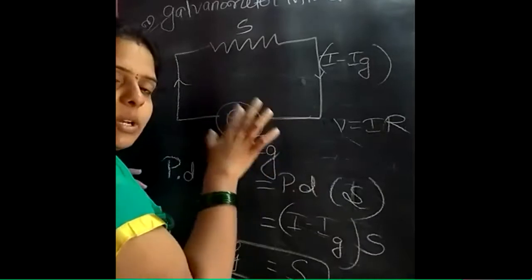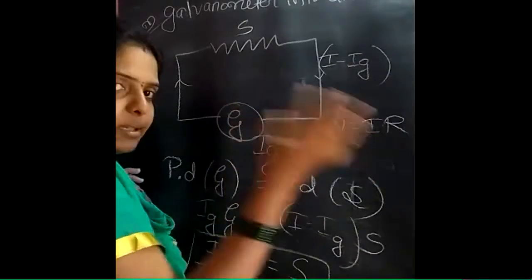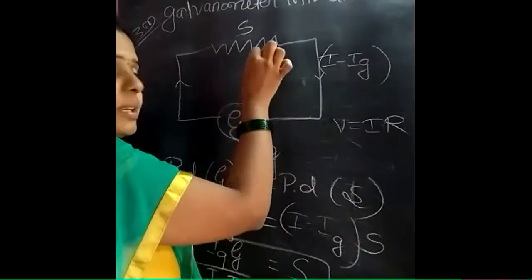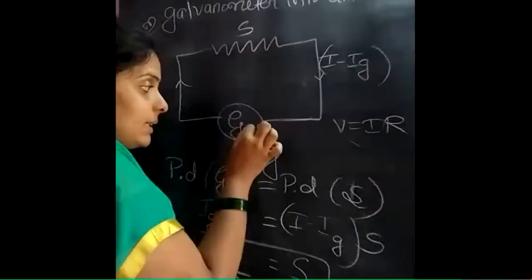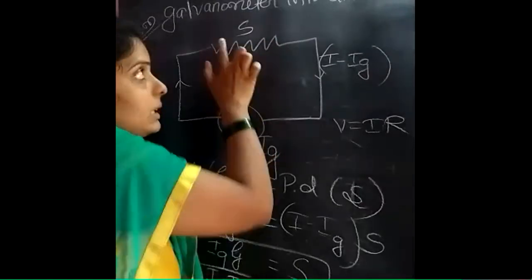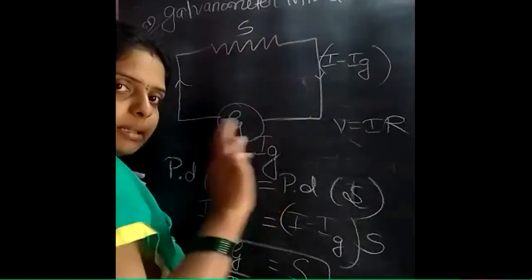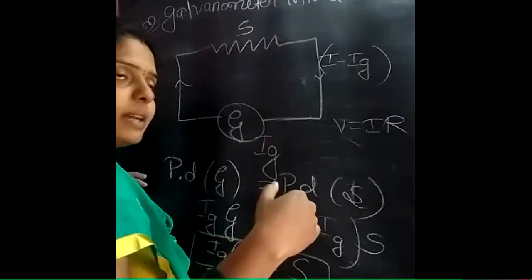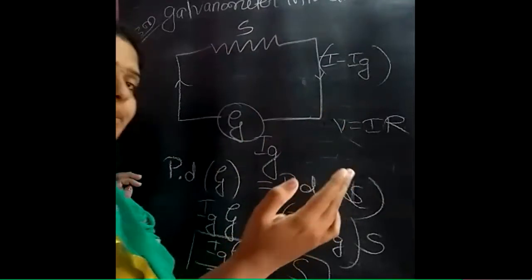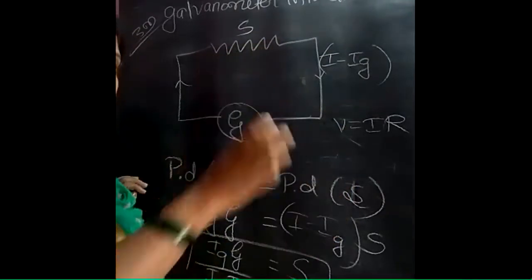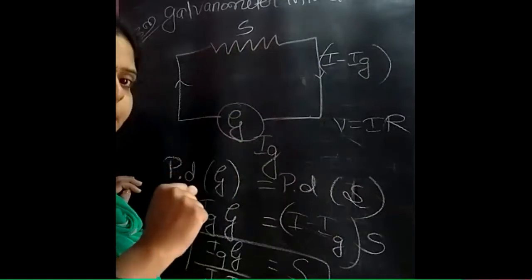So what you are doing, you are converting a galvanometer into an ammeter. By connecting a low resistance in parallel with a galvanometer, you can convert the galvanometer into an ammeter. This is theory. How can you write the mathematical expression? You are connecting a low resistance, and we need to know the value of that low resistance.